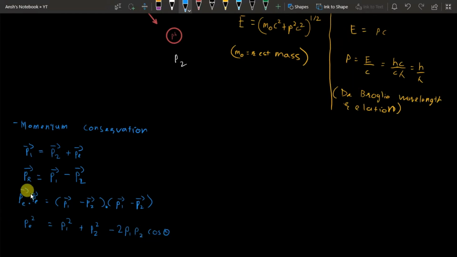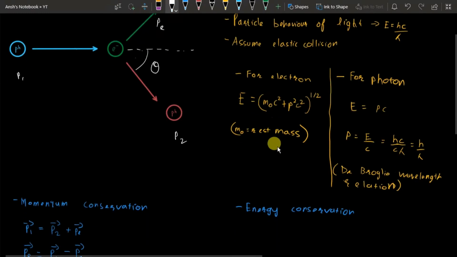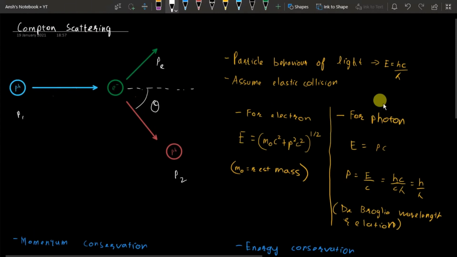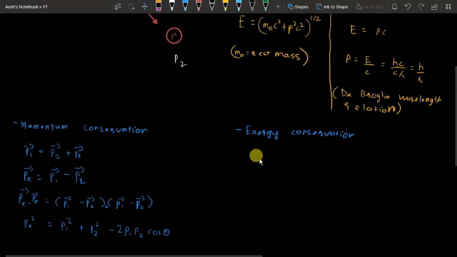So this is all the information we can get from the momentum conservation of the system. So let's go with energy conservation and we'll see what information we can get from there. So in energy conservation, when we write the energy of the photon, we'll use this relation for the photon, and for the energy of the electron, we'll use this relation. So let us do so.